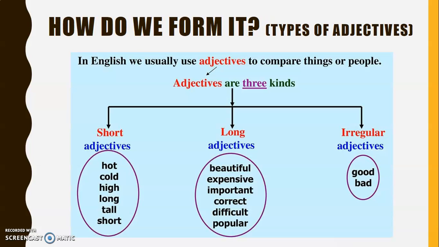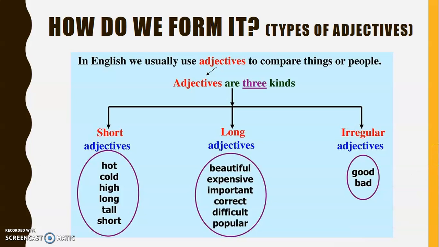Now, how do we form it? Well, first, take this into account. There are three types of adjectives. We have short adjectives, long adjectives, and irregular adjectives, so they change.